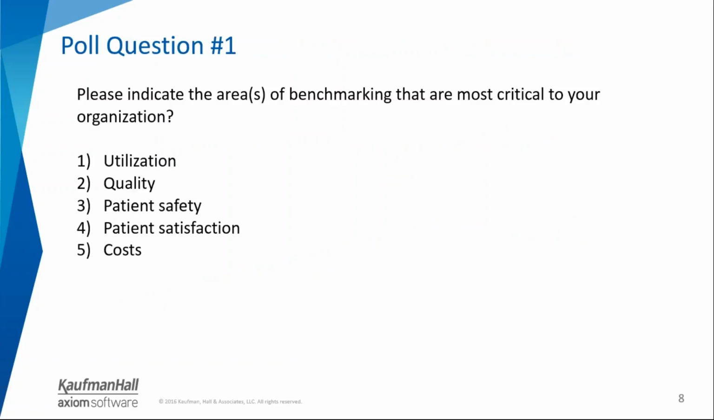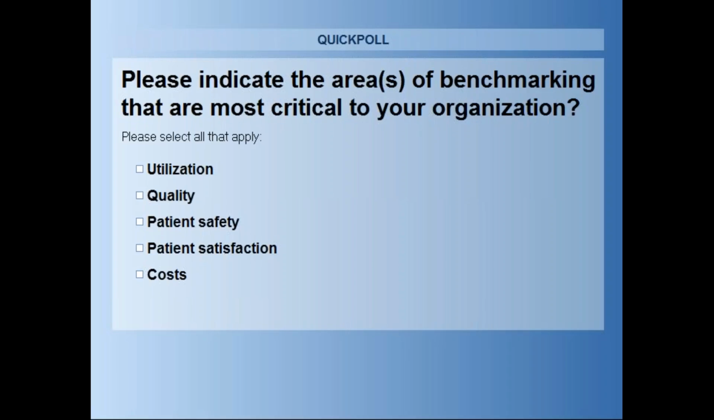At this point, I think, Jennifer, we're going to do a polling slide. Great. If everyone wants to take the opportunity to answer the poll questions, the first question is, please indicate the areas of benchmarking that are most critical to your organization. You can select as many as you'd like, and I'll give you a few seconds as people are answering here. You can click as many boxes as you'd like, and then I'll share the results here. Let's give this just another couple of seconds.